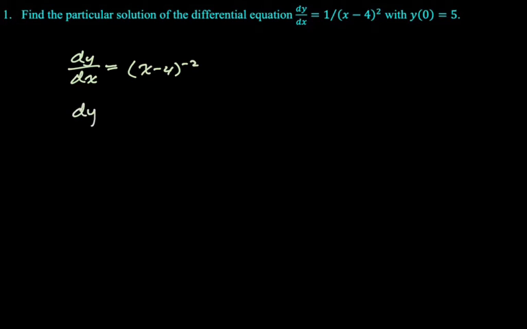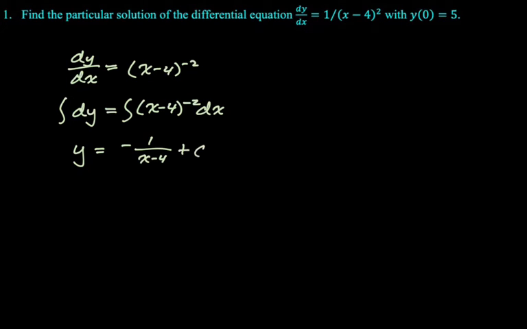So I'm going to leave dy on one side, bring dx to the other side, and get this. Throw some integral signs in here, which I often forget to do. On the left-hand side, I just get y. On the right-hand side, it's plus 1 times the reciprocal, so that's going to be negative 1 times the quantity x minus 4 to the negative first, but I'll rewrite that as just 1 over x minus 4, plus c.